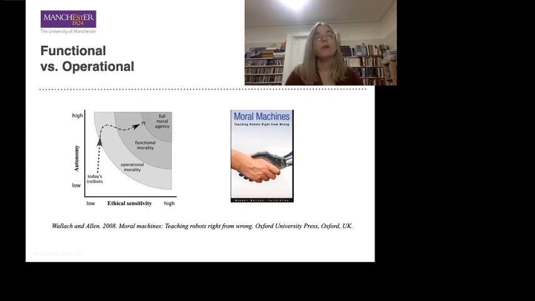So another categorization of machine ethics is the distinction between functional and operational. And this models quite closely that transition from implicitly ethical through explicitly ethical through to fully moral agents. And this comes from Wallach and Allen's book, Moral Machines.